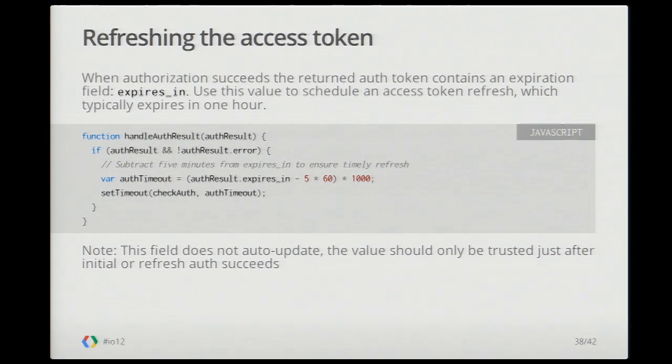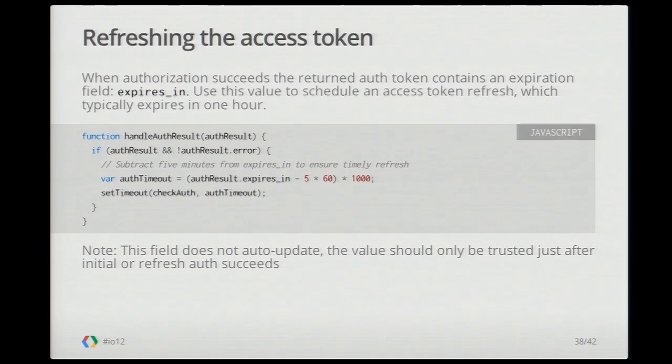So what I've done in this example here is I take that value, it's in seconds again, and I subtract 5 minutes, 5 times 60 seconds, and then convert that to milliseconds so that I can do a setTimeout to do the same check auth we saw before, and this does that background check to get your access token so it can happen without interrupting the user while they're using the application. And so by doing it this way, you are ensured that you have a fresh access token all the time.